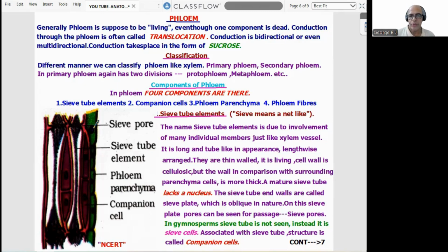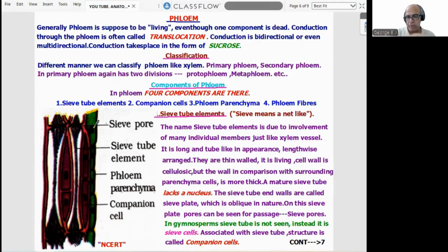So sieve tube end walls are called sieve plates. A plate-like structure will be there, which is oblique in nature. On this sieve plate, pores can be seen for passage. They are called sieve pores. In gymnosperms, sieve tube is not seen. Instead of it, a structure called sieve cell is there. So sieve tube is not there in gymnosperms. It is sieve cells.